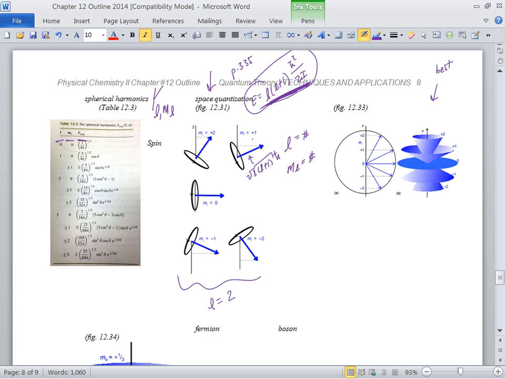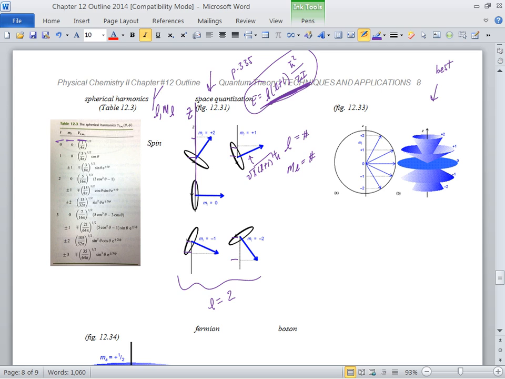Then notice how plus 1, plus 2, it's twice as far. Negative 1, it's going down a unit of negative 1. Negative 2, it's going down a unit of negative 2. So the axis that you're always drawing here, that's the z-axis. They had to give it one of them, right? It's space quantization, so we have to arbitrarily name one axis. Well, we're going to name the z-axis. Everything is going off the z-axis.